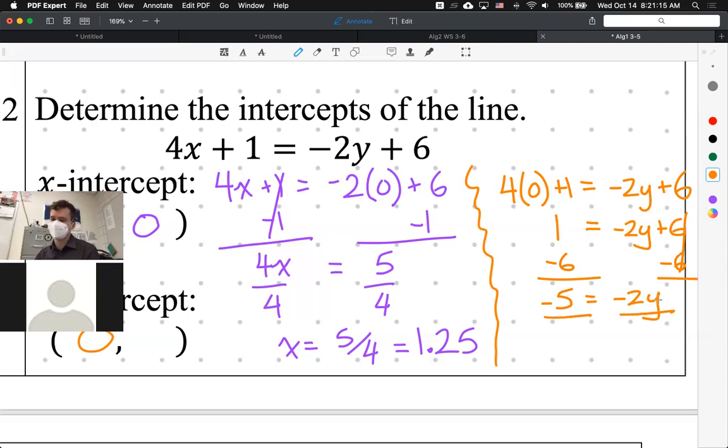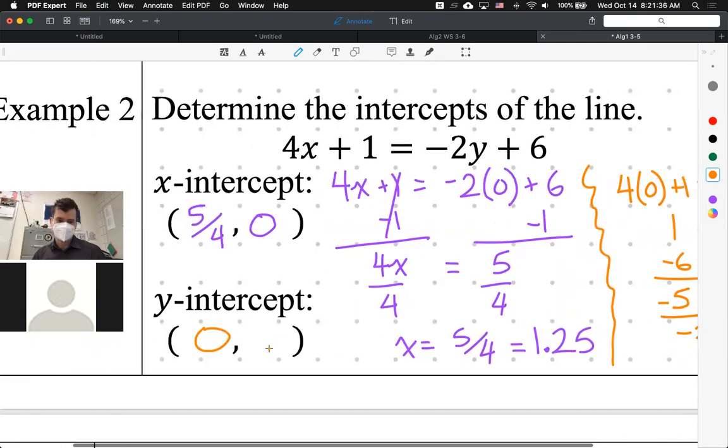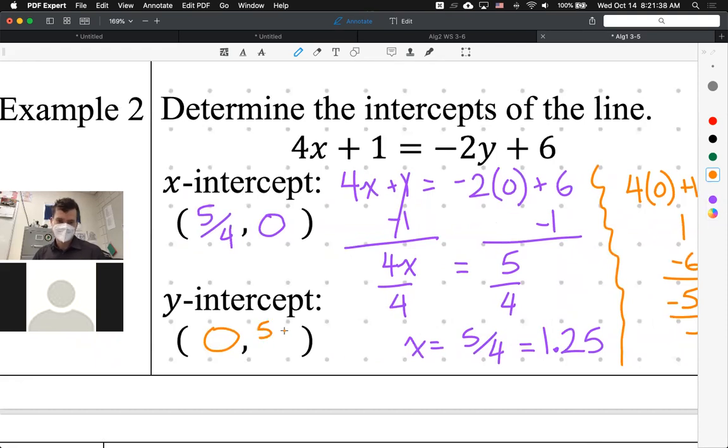So close. Again, you're dividing by the thing that's in front of the y. We're trying to get the y by itself. Negative 2, yeah. And there we get our answer. Those negatives and 2's are gone. y is equal to negative 5 divided by negative 2. A negative divided by a negative is a positive. So it's 5/2. And I come back over here and say that the y-intercept is 0, 5/2.